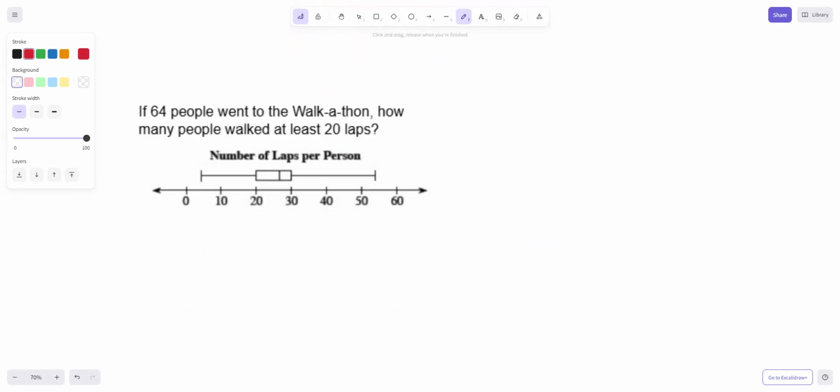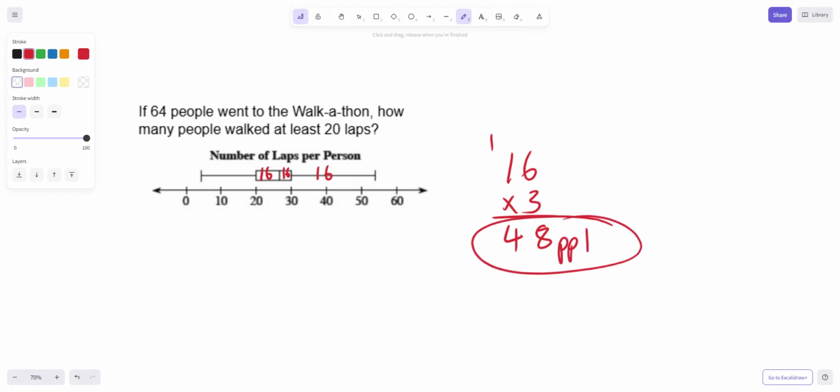All right. If 64 people went to a walkathon, okay, so this box plot represents 64 people. How many people walk at least 20 laps? 20 laps is here. We want at least 20, so 20 or more. So it's 1/4, 2/4, 3/4, or 75%. We want 75% of 64 people. 64 divided by 4 is 16. So this is 16 here, 16 here, 16 here. 16 times 3, or 3/4 of 64. That's 48. So 48 people walked at least 20 laps.